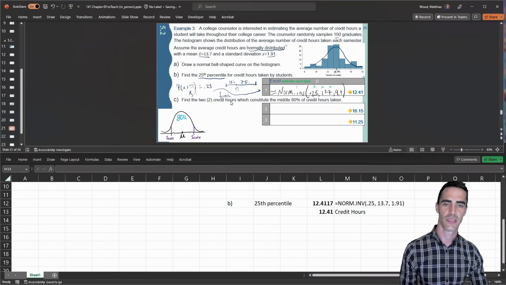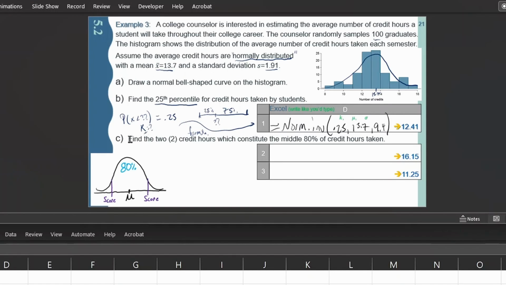But also what we're interested in is maybe finding 2 lines, much like we did in the previous example. Find the 2 credit hours which constitute the middle 80% of my credit hours taken. I drew a little chart here. Hopefully it helps us understand what we're interested in. I want to find the middle 80%. And so the mean splits things down perfectly in the middle. And then I have 2 scores that I want to compute. How do we compute these?